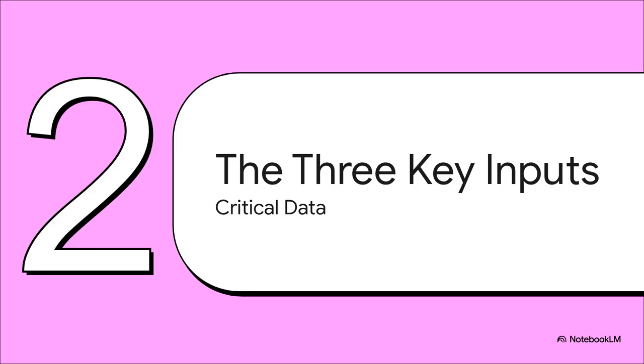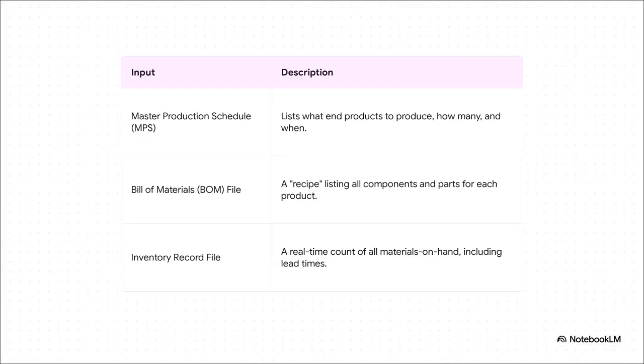But a system like this is just a powerful engine, right? It needs some high-quality fuel to actually run. For MRP, that fuel comes in the form of three absolutely critical pieces of data. Let's take a look at what they are. These three inputs, they really are the foundation of the entire system.